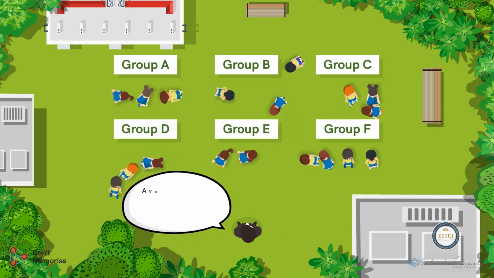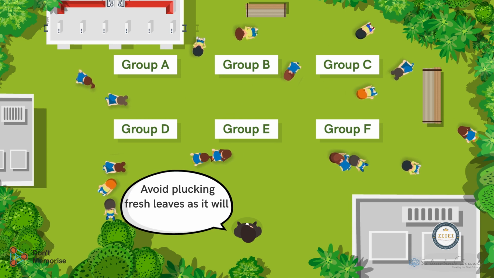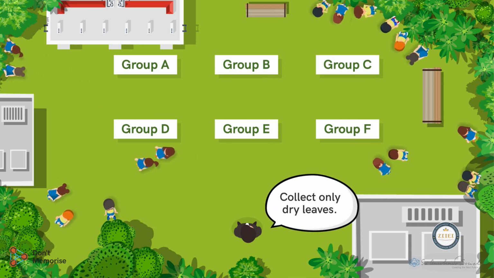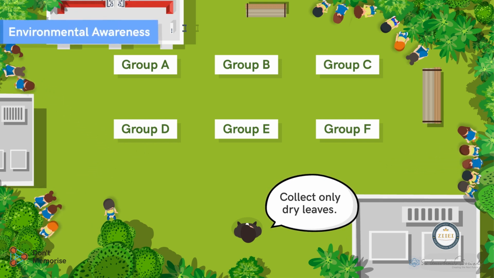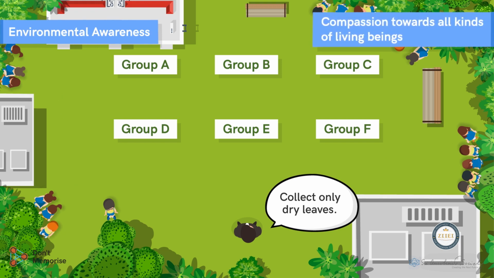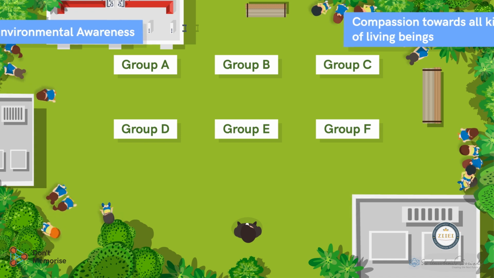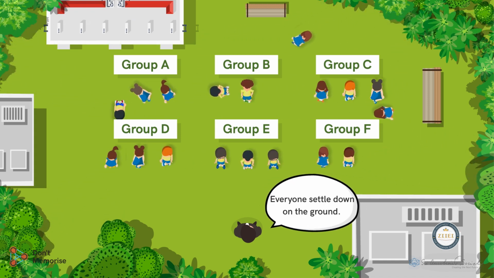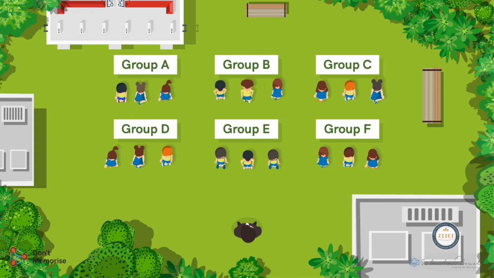Guide the students to avoid plucking fresh leaves as it will hurt the trees, and ask them to collect only dry leaves. This instruction will help to inculcate the value of environmental awareness as well as develop compassion towards all kinds of living beings. Now, ask all the groups to settle down after they've collected the leaves. Further, initiate a discussion by asking questions to the students related to the addition.